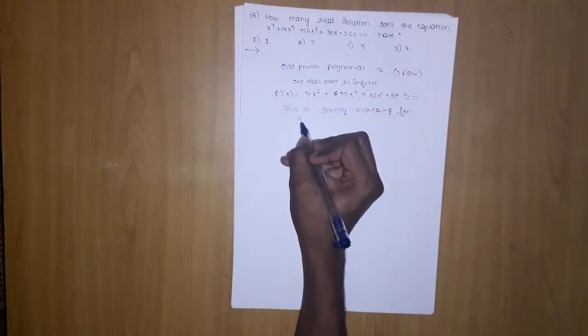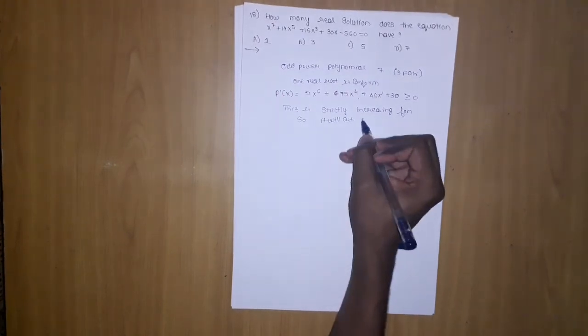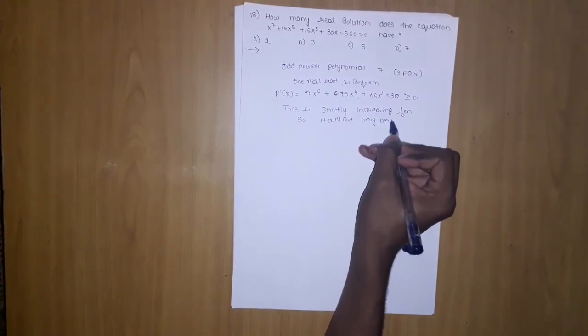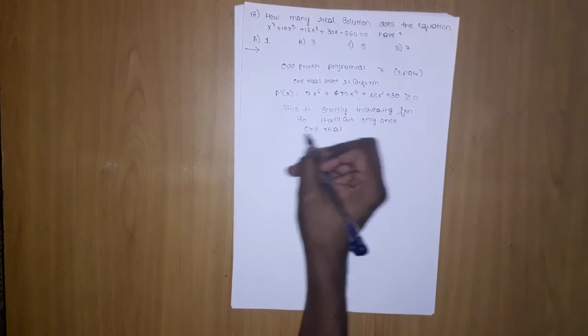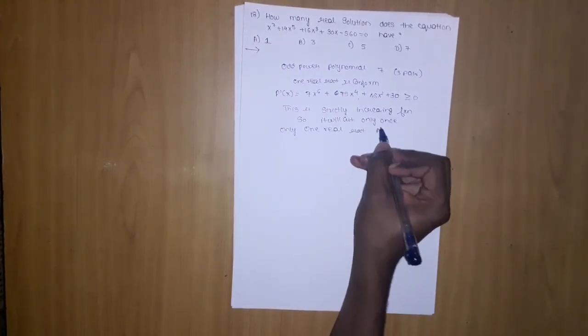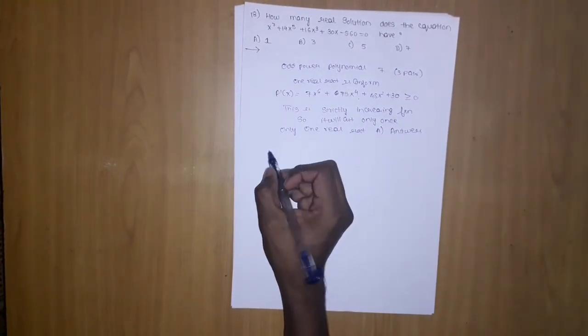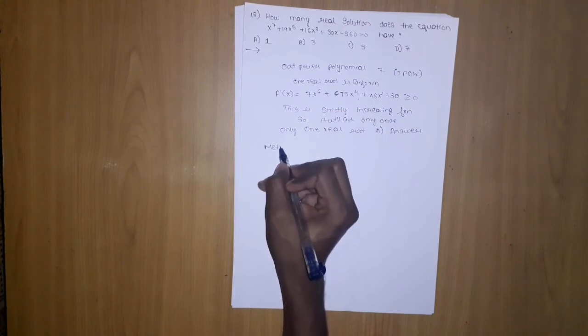So it will cut only once, so only one real root, which is A, is the answer. Now what is the second method? Although you can understand this, I called it the second method just to make you understand the difference.